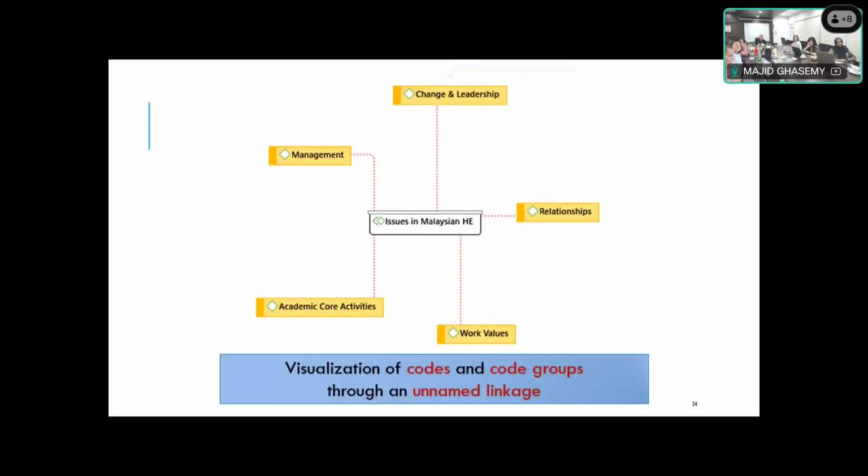Next, we have another code network here. If you just pay attention, you can see that we have a code group, and these are the members of this code group, right? So the red dotted line here indicates membership. These are the members of this central code group, right? Is it clear? So this is another example of an unnamed network.